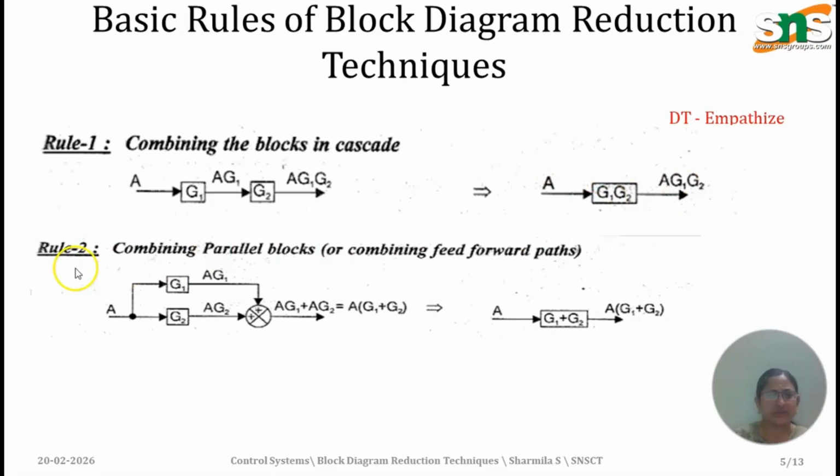Rule 2 is combining parallel blocks or combining feed forward paths. A is the input and a summing point is available, with G1 and G2 as the gains. From this we get A G1 and A G2. Here we have the summing point with a plus symbol, so we add A G1 plus A G2, which is equal to A times G1 plus G2. So we can easily replace it with A and a gain of G1 plus G2 in a parallel path, giving A into G1 plus G2.